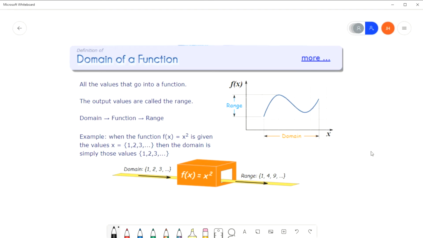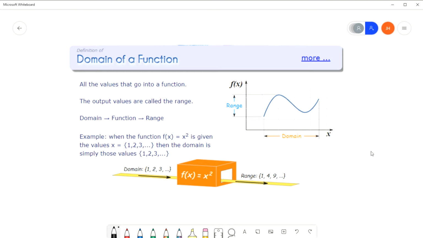So today we're going to be talking a lot about discontinuities, particularly in rational functions. And when we're talking about discontinuities, things like asymptotes and holes, it's important for us to keep in mind the definition of domain in a function.